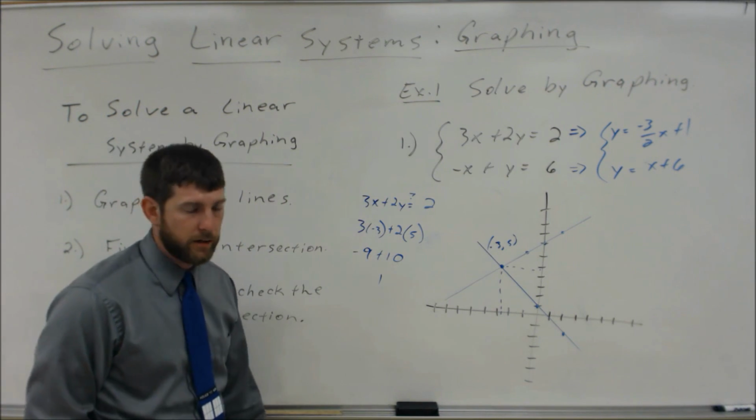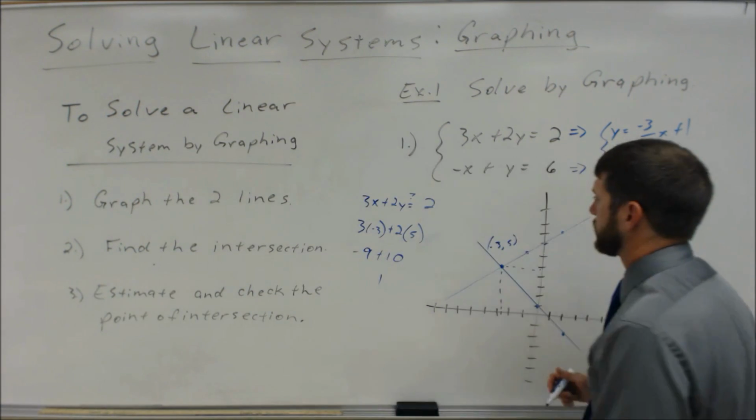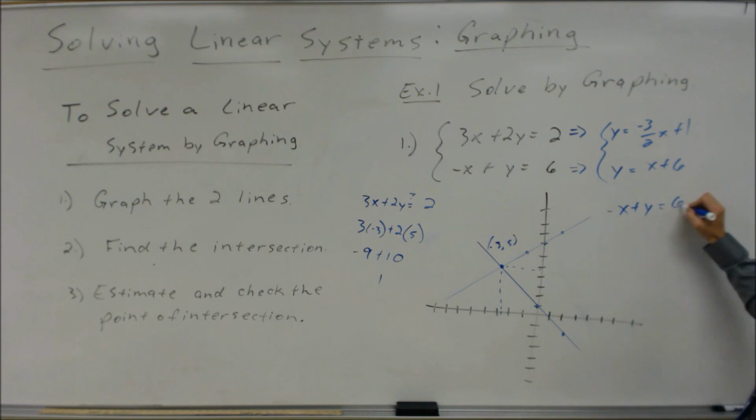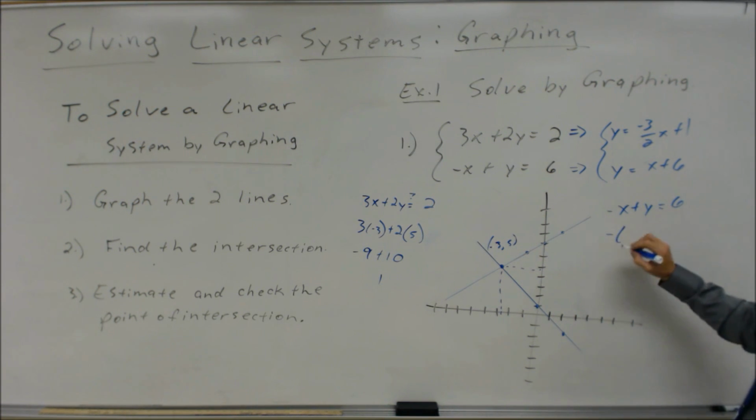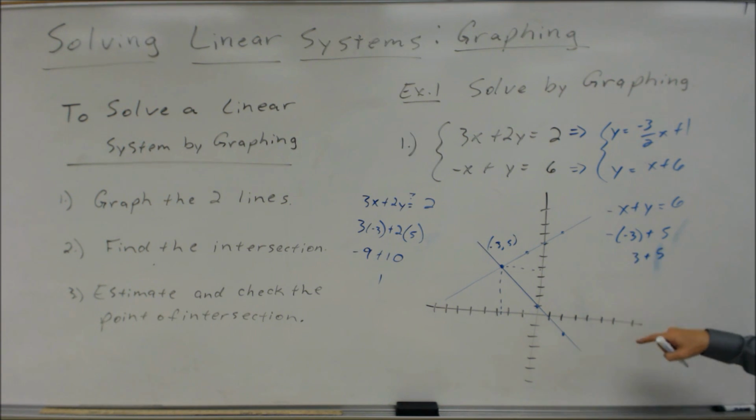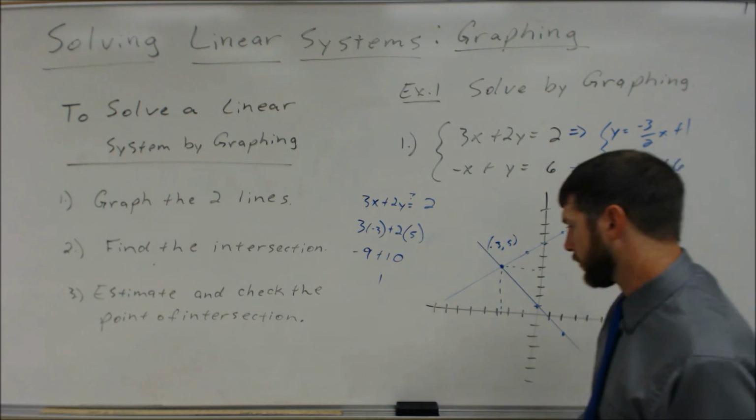So I don't even have to try it in the other one. But just to show you how it works, going through the other one, -x plus y equals 6. So -3 plus 5, and we want to know, does that equal 6? Getting ahead of myself. Negative times negative 3 makes 3. 3 plus 5 equals 8. So as you can see, this one was a little too small. This one ended up being a little too big.